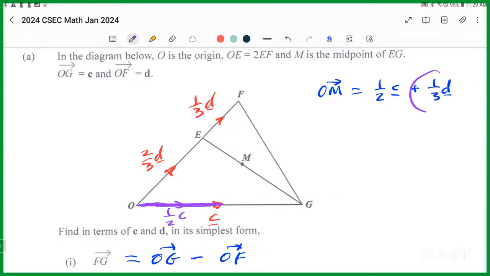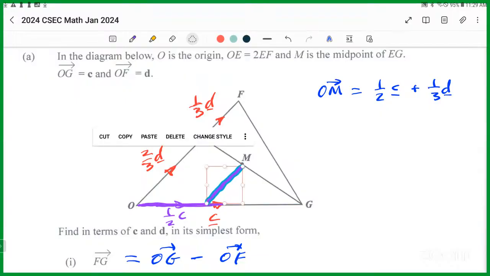Then I need a 1/3 D. This is the length of a 1/3 D. Remember we said that that's a 1/3 D? So I'm going to move this 1/3 D and put it here, at the end of the half C. So it's not quite a half, but you get the picture. This is half C, and this is your 1/3 D.